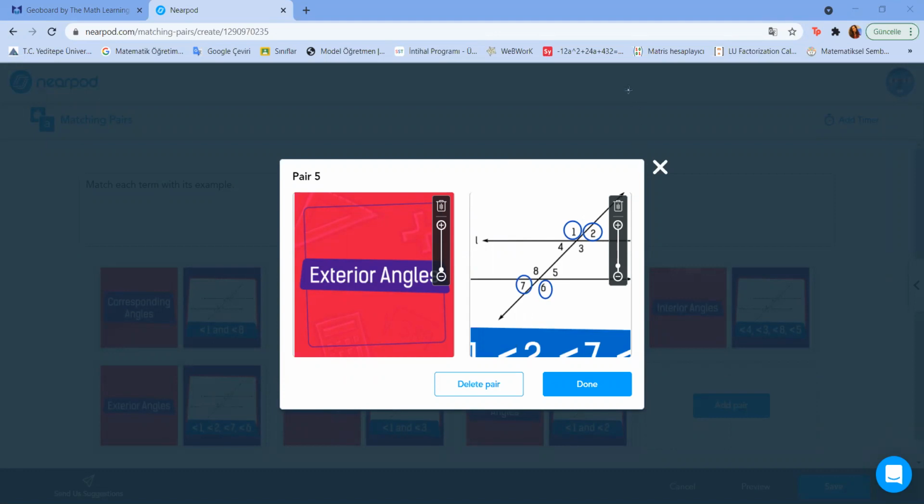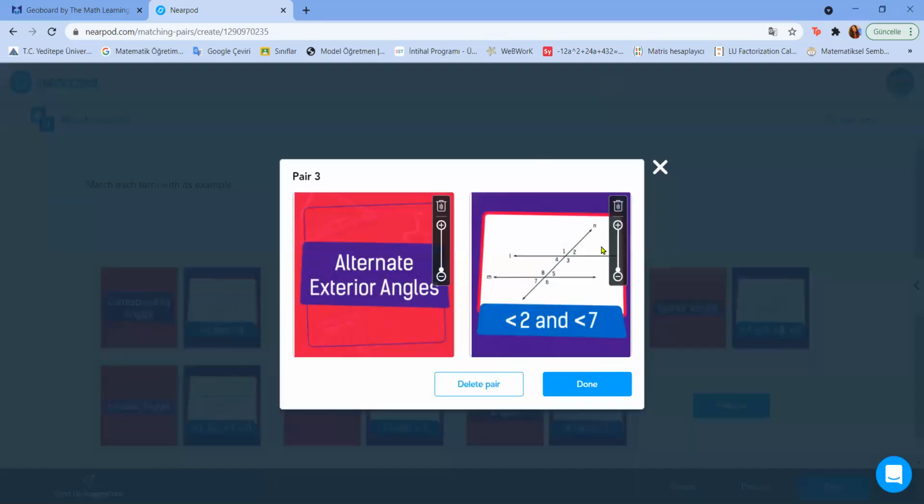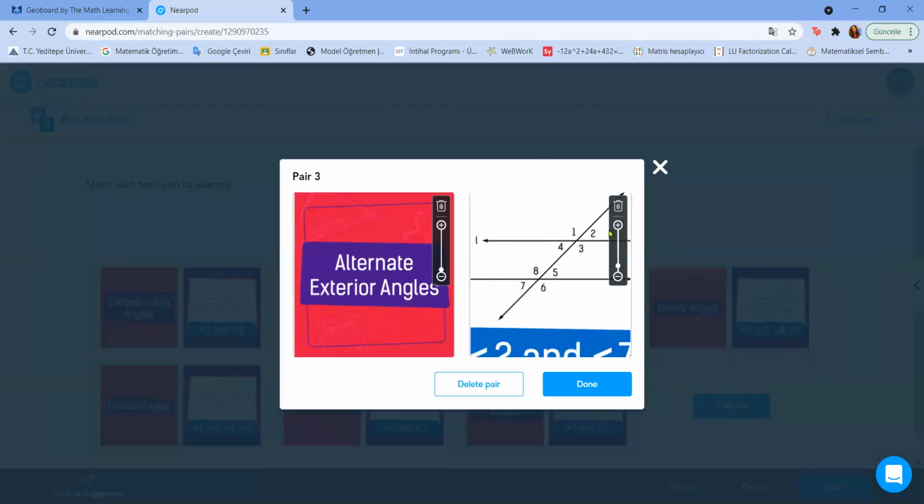Now it is time for alternate exterior angles. Exterior angles that are in the opposite direction are called alternate exterior angles. Our alternate exterior angles here are 1 and 6, 2 and 7.